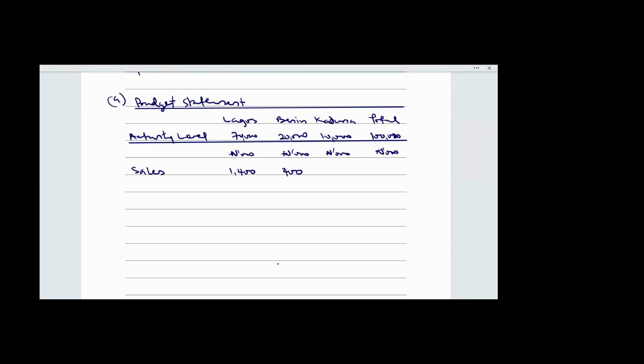For Kaduna, 10,000 units is sold, multiplied by 20 naira. That's 200,000. So add everything together, that will give us 2,000. That's my sales. 70,000 times 20 is 1.4 million. Yes, that's what we have there. Relevant costs. Our figures are in thousands, so you know. Okay, noted, sir.